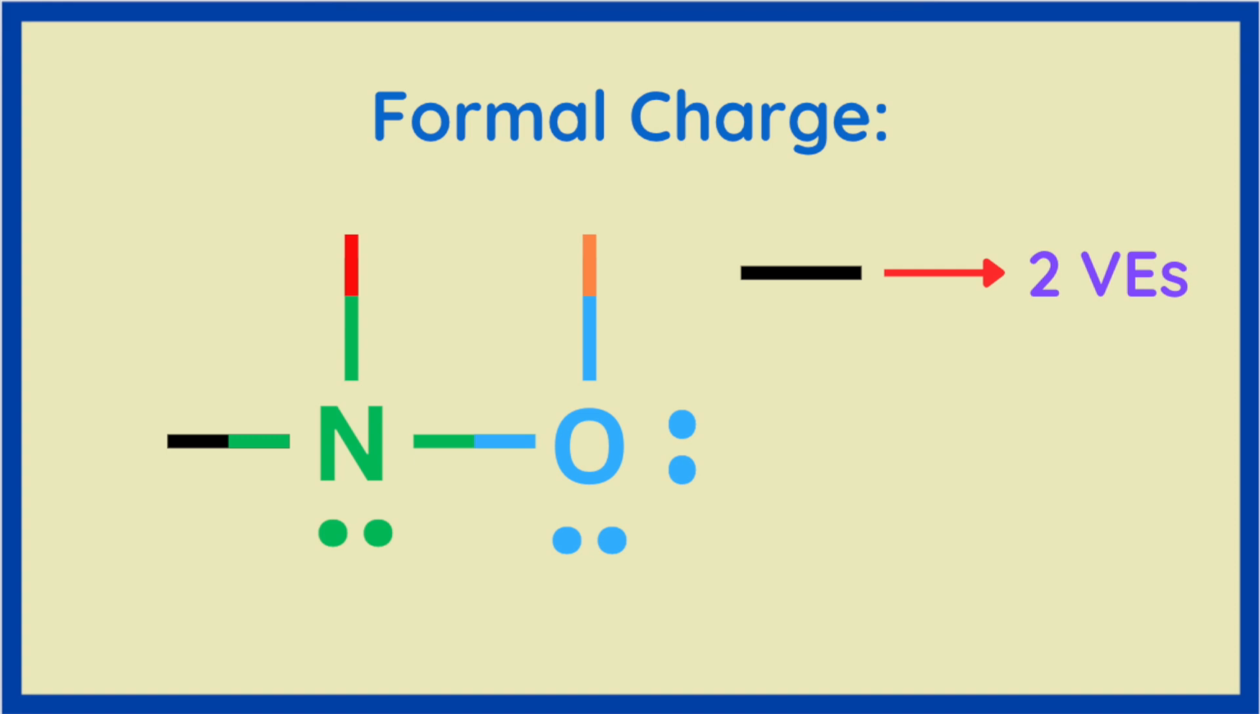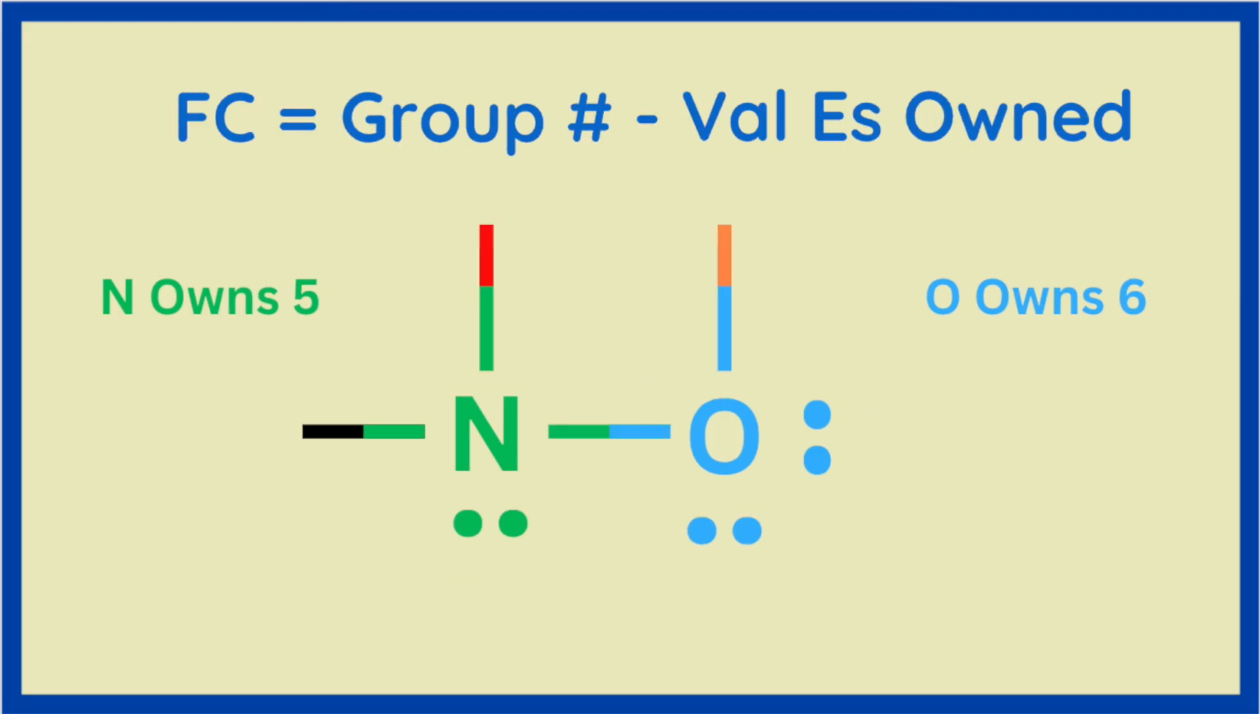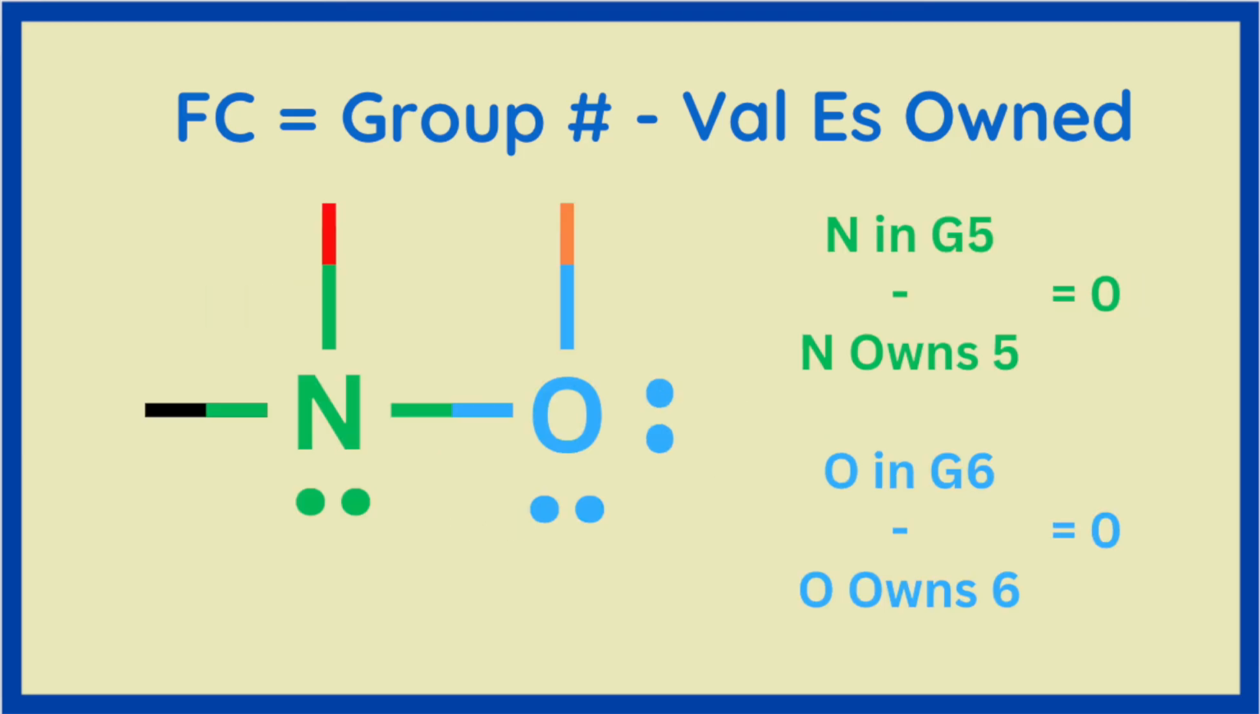So if we assume that each element owns half of a bond, it owns one of the two electrons in that bond. That would mean that this oxygen owns 6 valence electrons and this nitrogen owns 5. Formal charge is simply the group number of the element minus the number of valence electrons the element owns. We do this calculation for each individual element and we get 0 for both because each owns the same number of valence electrons as the group they are in on the periodic table.